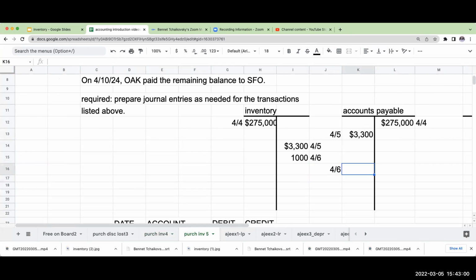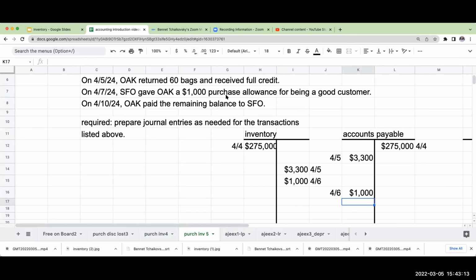So over here on 4/6, I'm going to have a credit. So I'm going to debit accounts payable because they're telling me, hey, Oakland, you don't have to pay that $1,000. So this is a purchase allowance, basically telling them they don't have to pay that amount. We handle it the same way as a purchase return.